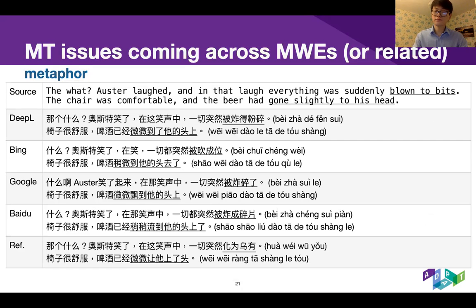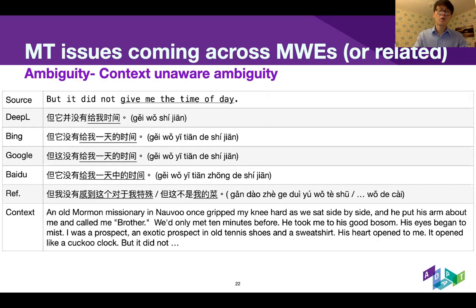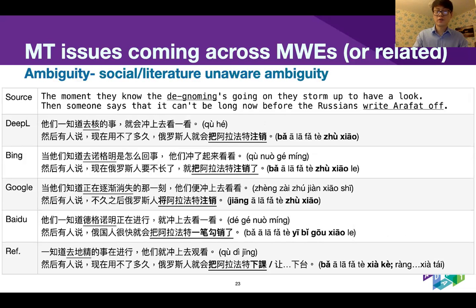Secondly, let's see metaphor. Balloon too big in this sentence means everything doesn't count anymore, or everything disappeared. However, all the four machine translation models translate it into explode by bomb. This is a very literal surface translation, not the meaning equivalent. And the second sentence, gone slightly to his head, means he's slightly drunk with a beer. However, the four machine translation models all translate it literally as the beer flowed to his head, or poured to his head. We have more interesting examples about ambiguity, such as context-aware ambiguity, literal translation, literature-aware ambiguity, and more. We do suggest you check our paper for all these interesting examples and explanations.